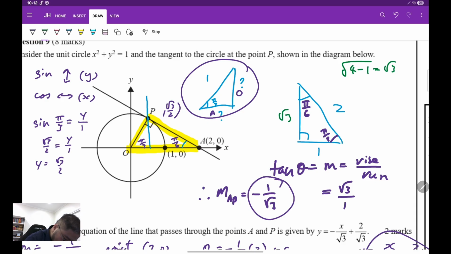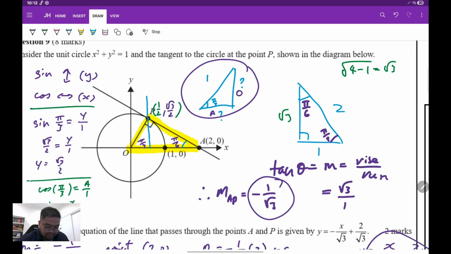Likewise, if we do the same thing with the cosine idea, cosine pi on 3 is equal to adjacent over hypotenuse, so a over 1. Cosine pi on 3 is a half. A half is equal to a on 1. Therefore x must be equal to a half. So we've got our coordinate here as such. And that'll come in handy later on when we start looking at the next few questions.